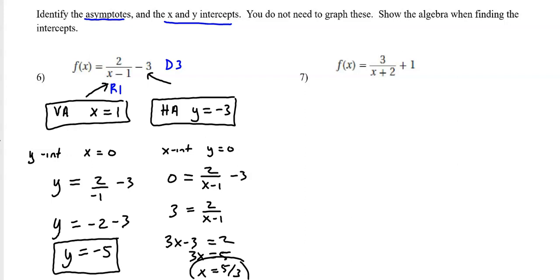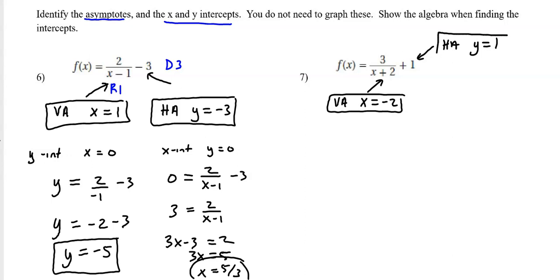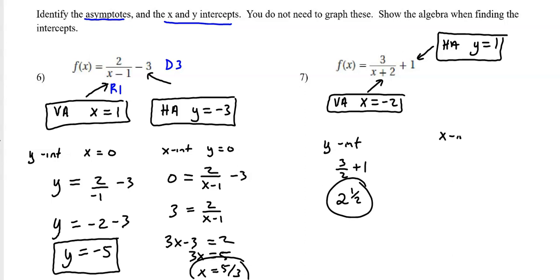Go a little faster over here. Very similar. Vertical asymptote at x equals -2. Horizontal asymptote at y equals 1. For the y-intercept, when I put 0 in for x, I get 3/2 + 1, which is 2.5. There's the y-intercept. For the x-intercept, I'm going to put 0 in for y: 0 equals 3 over x plus 2, plus 1.